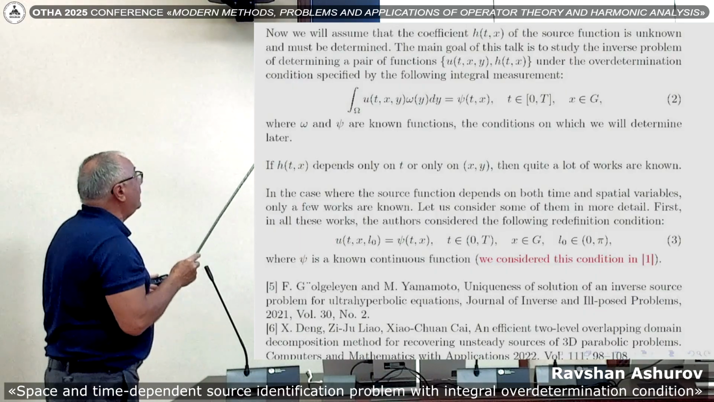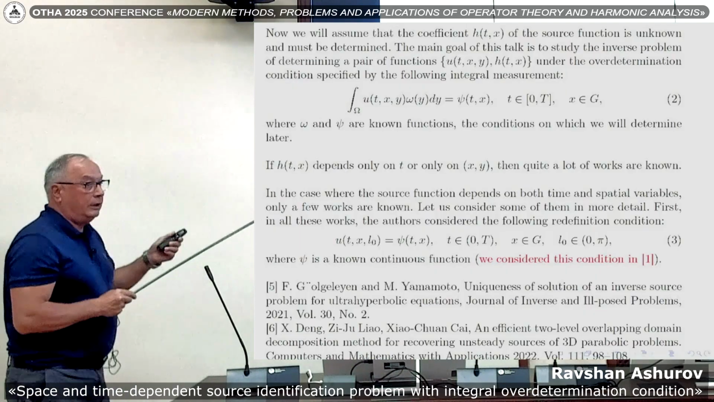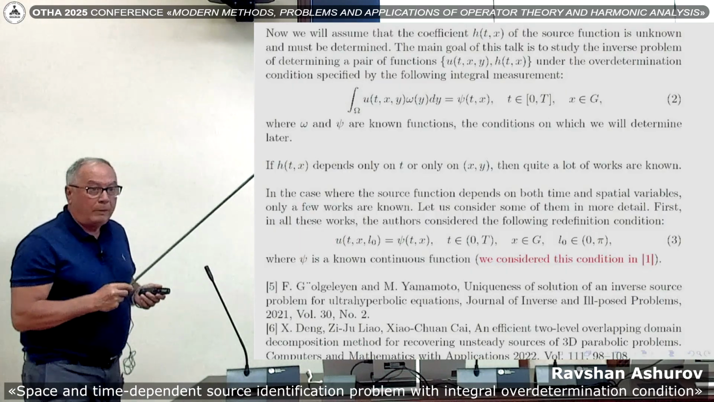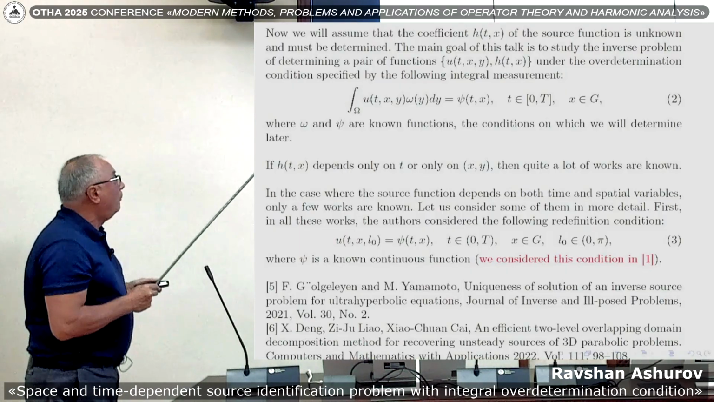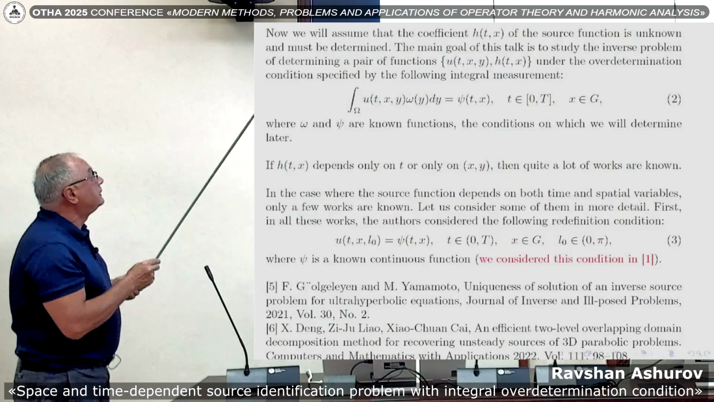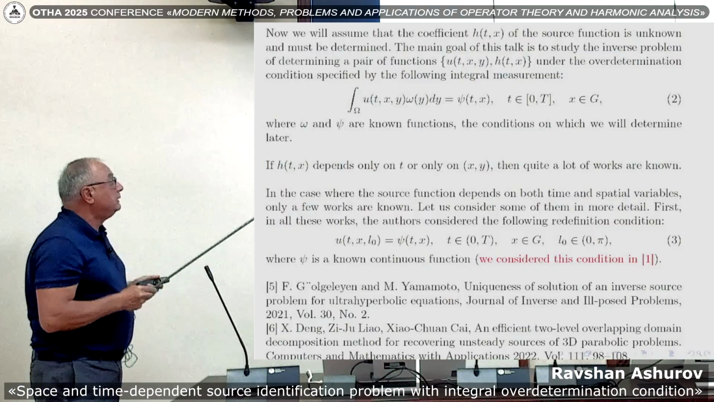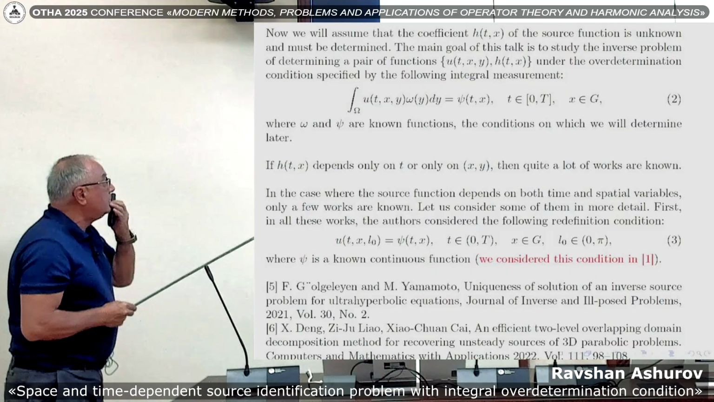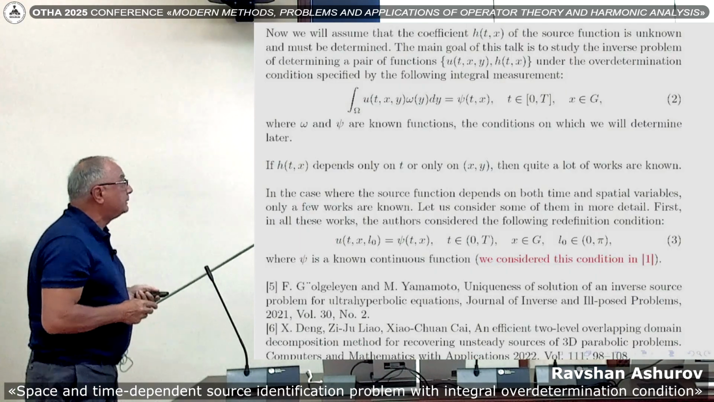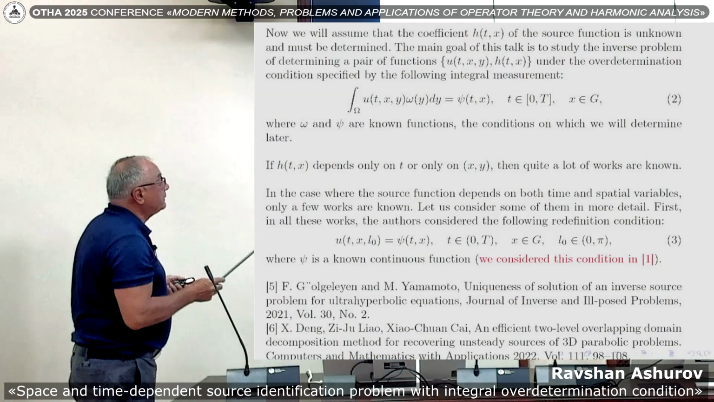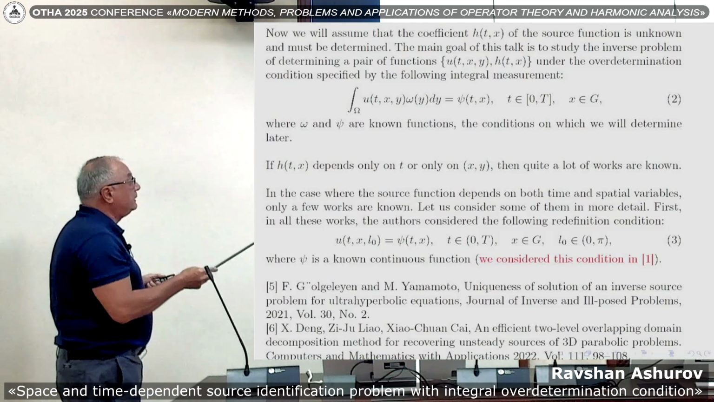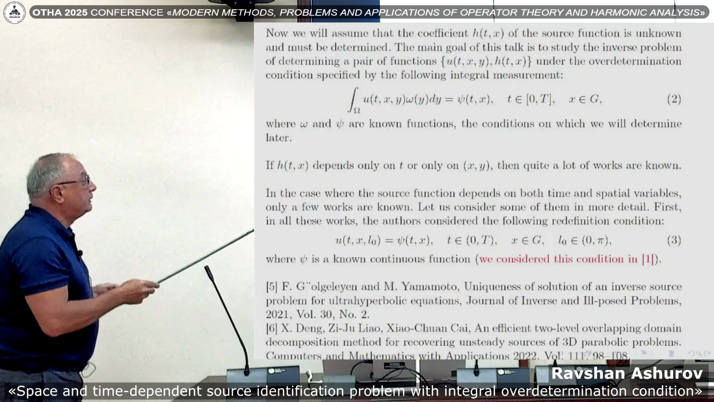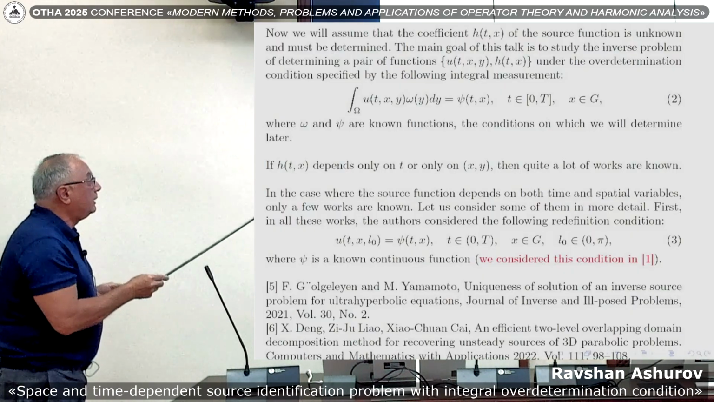If h depends only on t or only on the spatial variables, there are quite a lot of papers, but for the case when h depends both on t and x, just a few papers have been published. First of all, we should note that in all known papers, the overdetermination condition is taken in the form of 3. We also considered the same condition 3 in our paper 1.